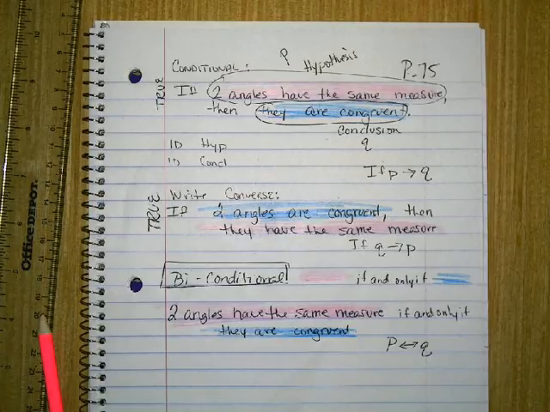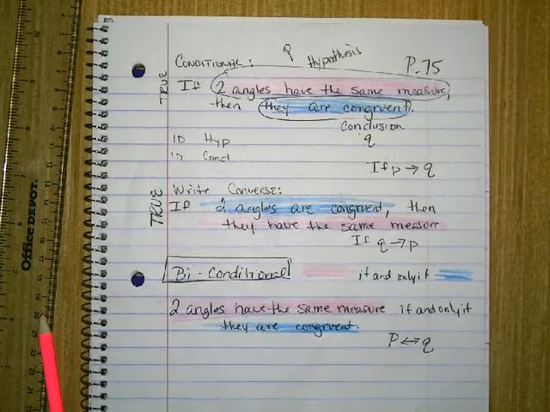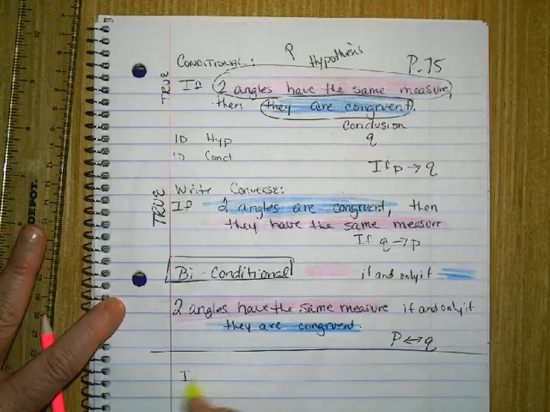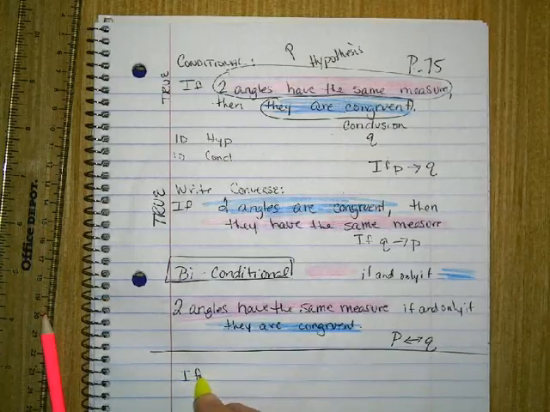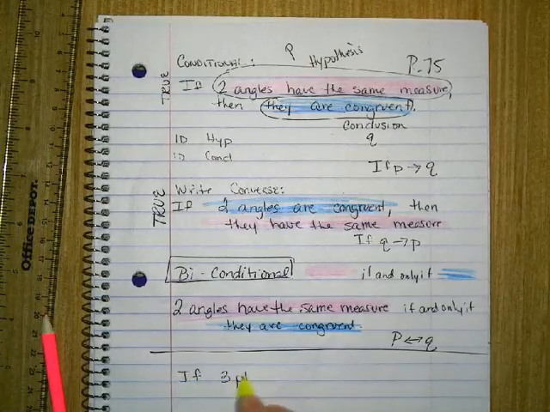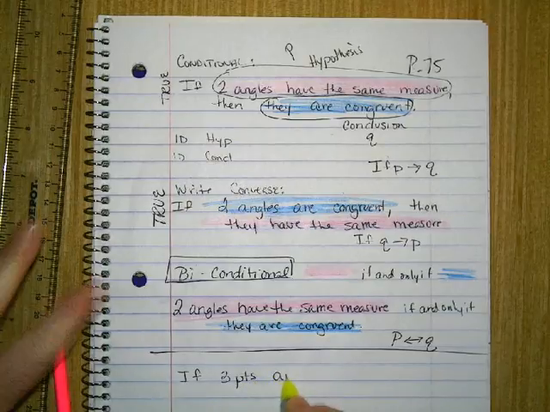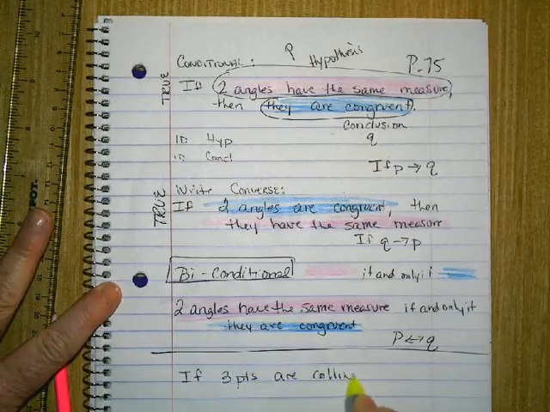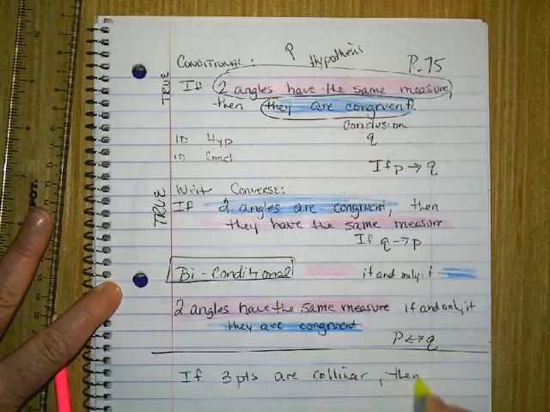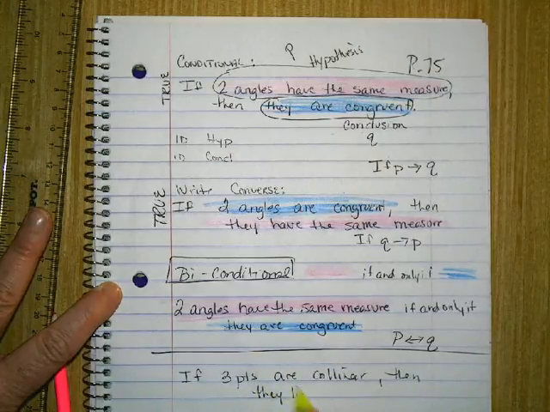Another example that your book has, you do not have to write this example down because I know y'all get tired of writing, but another example. If 3 points are collinear, then they lie on the same line.